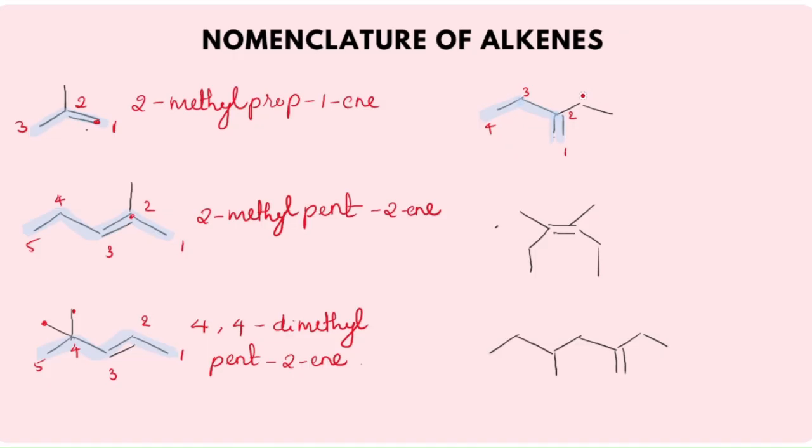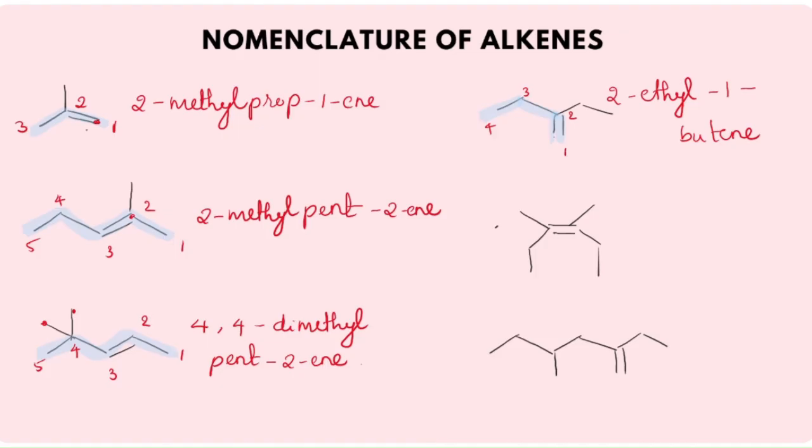So this is the correct way, and there are 2 carbons here in the alkyl group. Therefore, you can call this 2-ethyl. This time I'll write it like this, 1-butene. This is also correct. Okay.